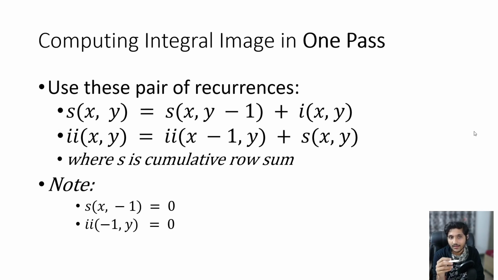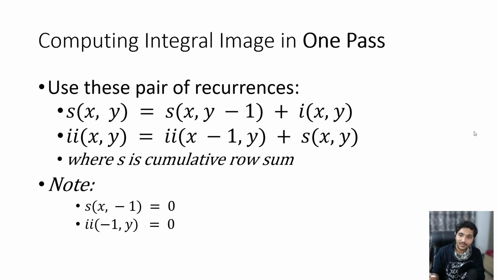The first, s of x comma y, is basically the cumulative row sum. In this case, you can think of it as the sum of all the pixels which are above it. That's going to be s of x comma y, and I of x comma y is simply the integral image. But do make sure that you note that s of x comma minus 1 is always 0. Any point on the top row has a sum of pixels above it that is always 0, because there is no pixel above it.